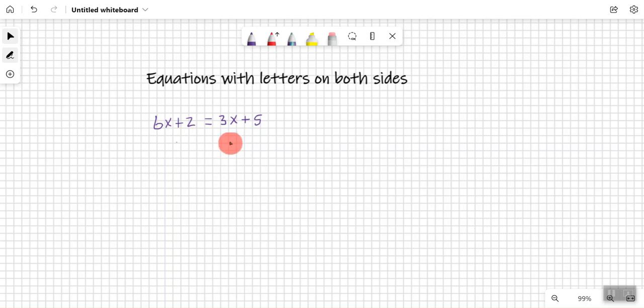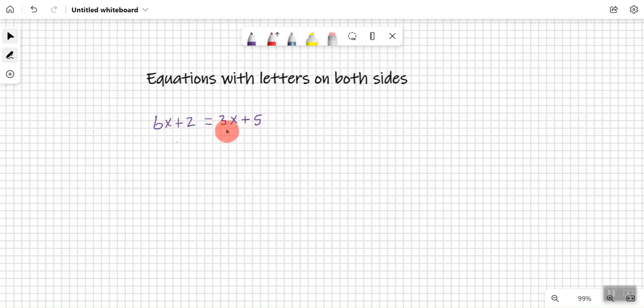So how do we go about doing that? Well, the first thing that we need to do is bring the x values over to the left hand side. Okay, so any x values that are on the right hand side, we need to bring them over to the left hand side. So how do we do that? Well, we think about, okay, what do I have to do to this term in order to bring it over to this side?